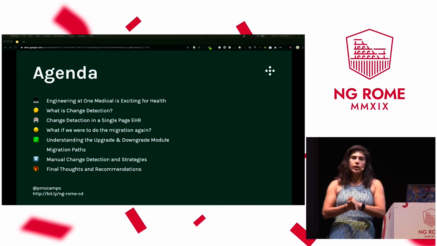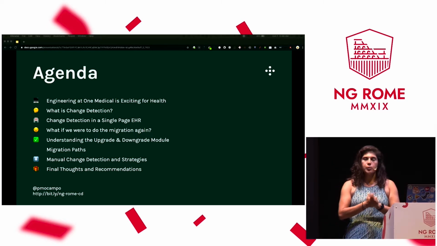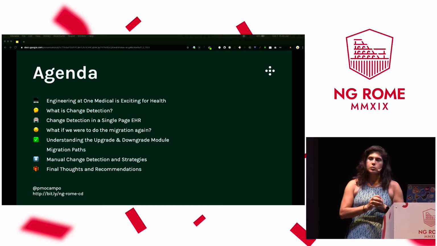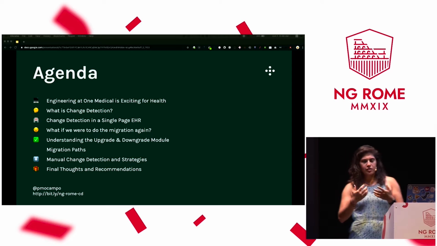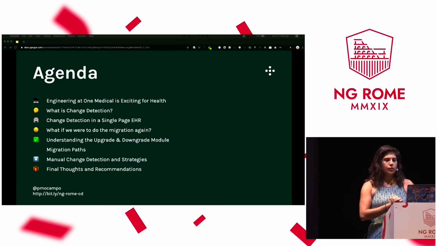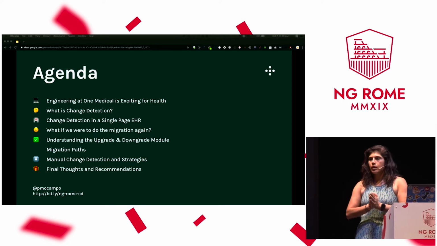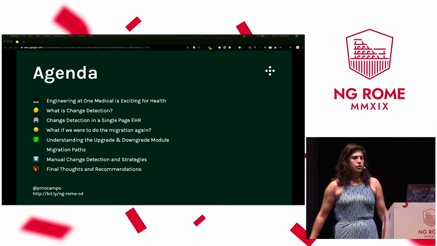Next, I'll go over two migration paths, being the upgrade and downgrade module, and then some strategies for manual change detection to support change detection after your migration is over. To wrap up, I'll leave you with some final thoughts and recommendations.